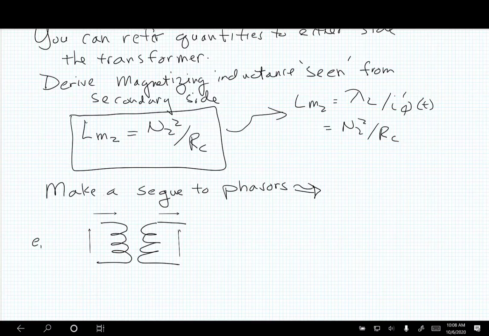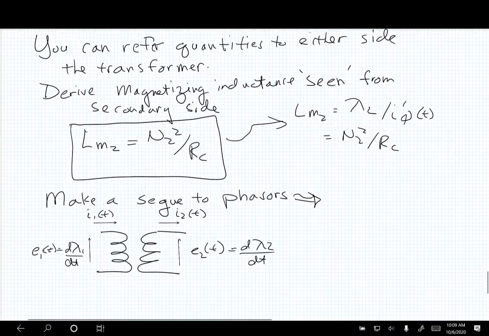The voltage on the primary is the derivative of lambda 1. The voltage on the secondary is the derivative of lambda 2. And this is I1 of t, and this is I2 of t here.